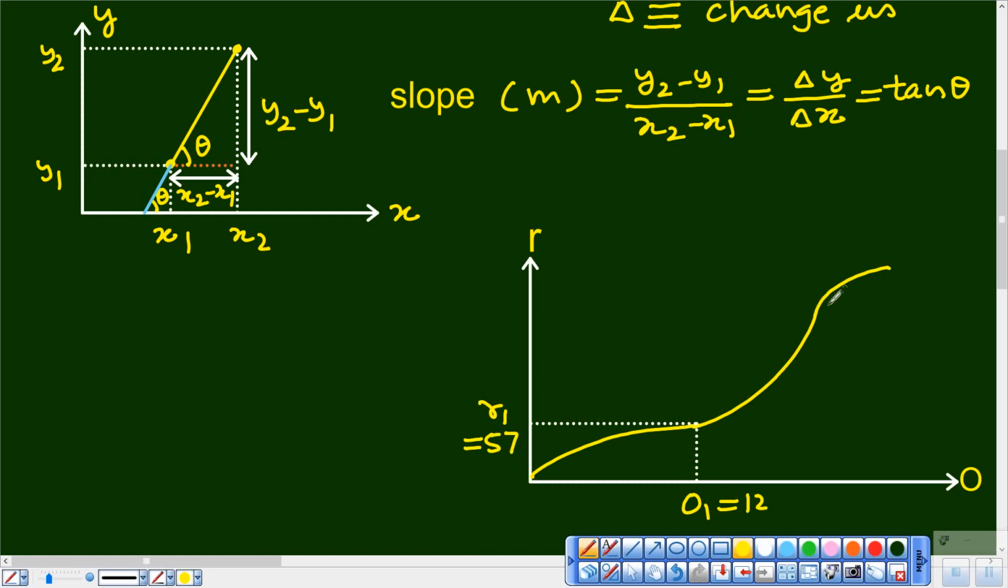Now your favorite partnership, the two batsmen are favorite. Again, the partnership was broken when the 27th over was bowled, that is O2 equal to 27, and then the scorecard was R2, which was 150.